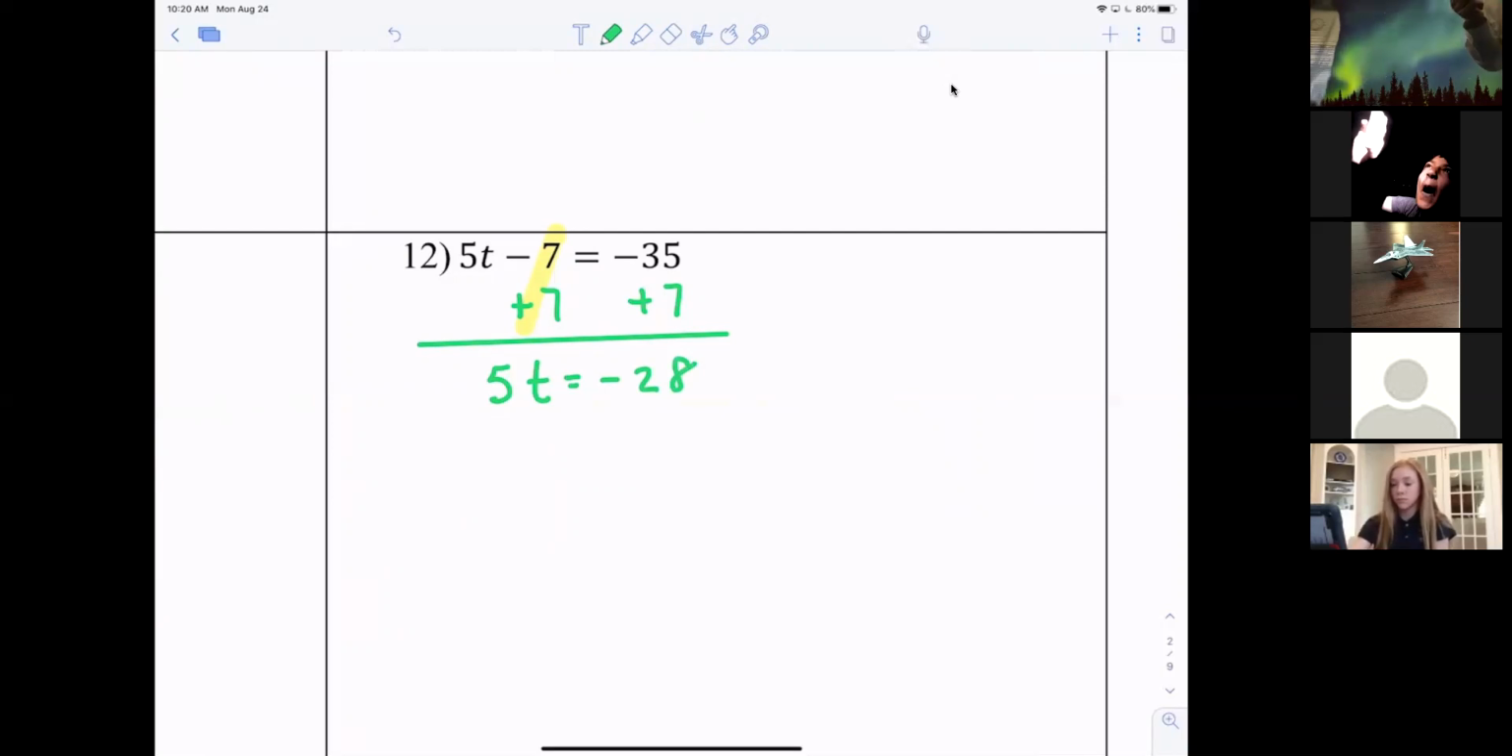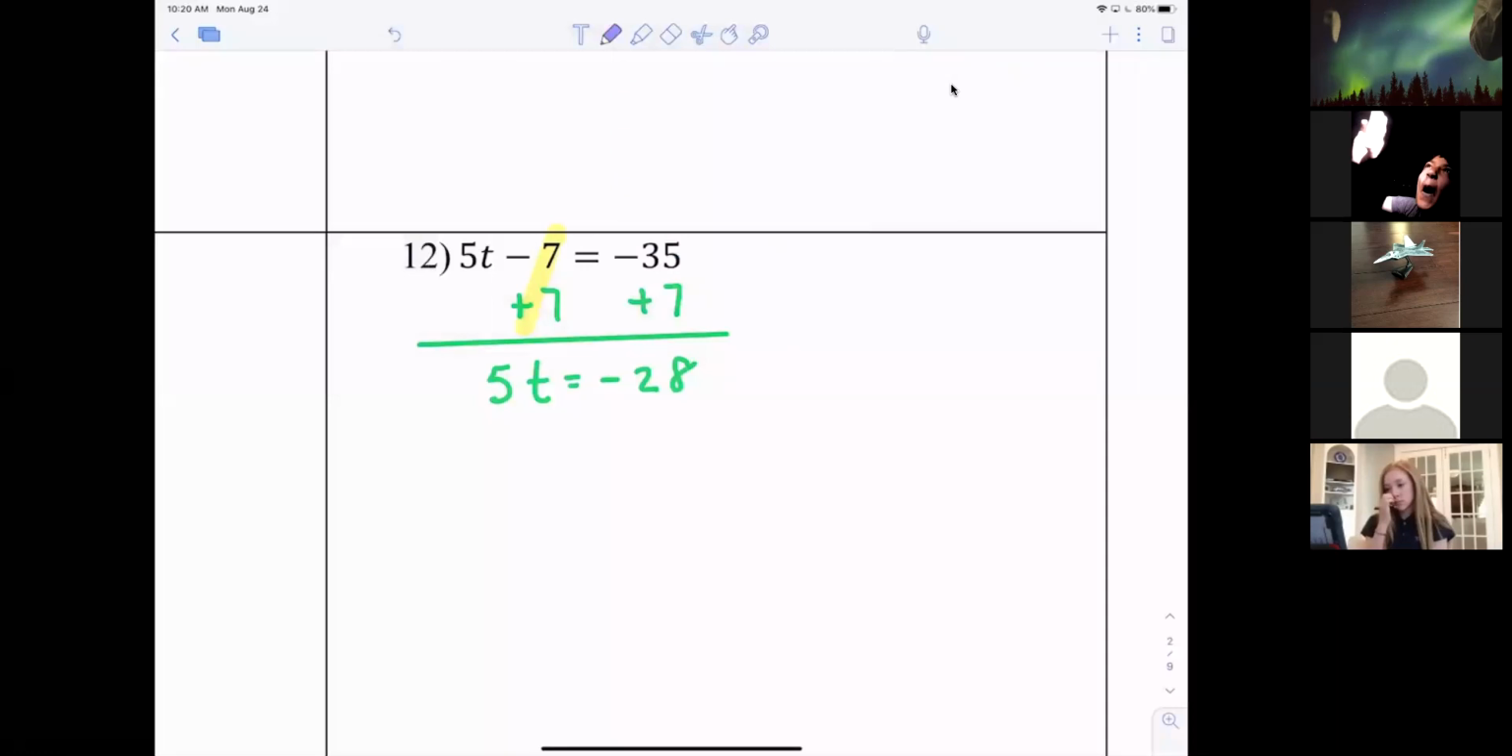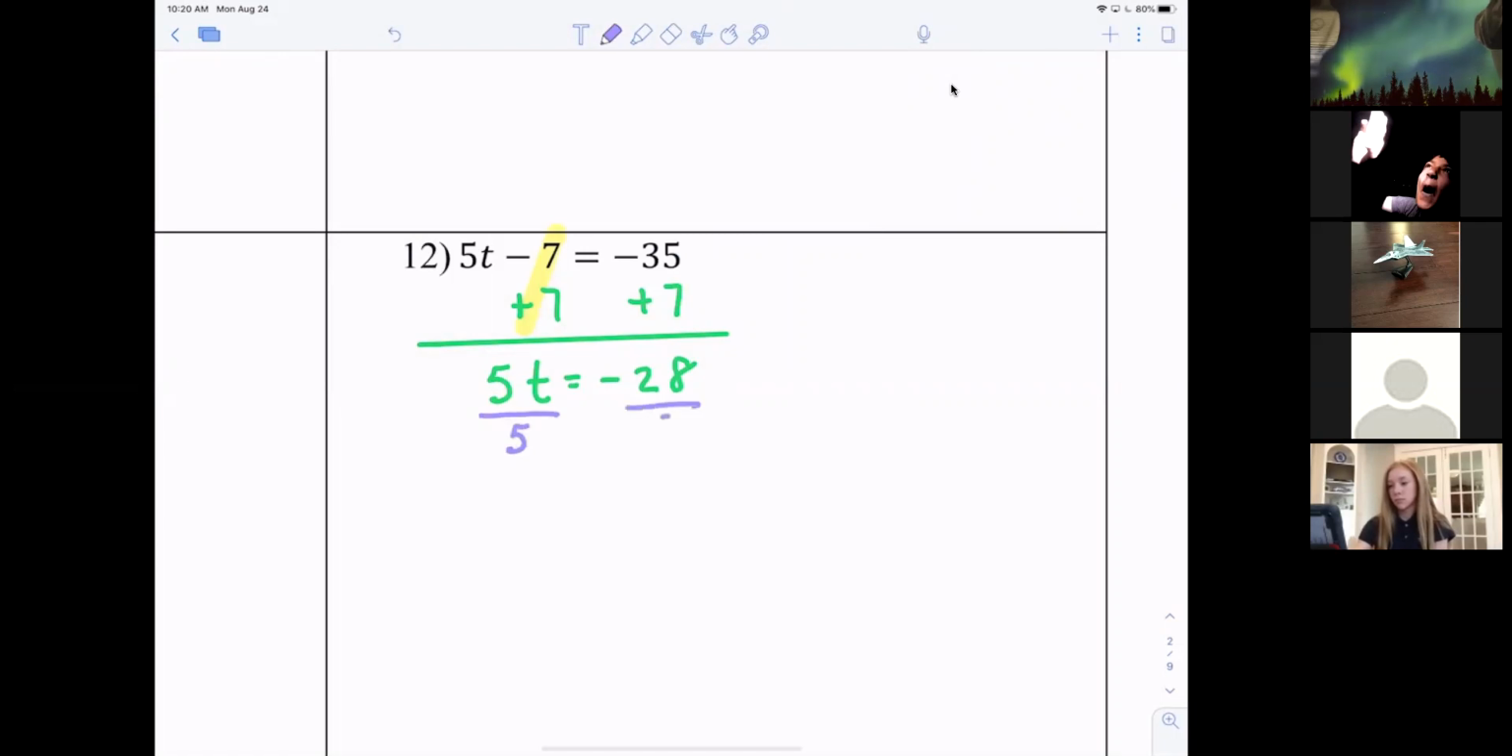Everybody okay with that? Now, what's the next step, Lily? That's right. Divide by 5. Now, does 28 divide by 5 evenly? No. So you leave it as the fraction. T is equal to negative 28 divided by 5. That is the answer. Anybody have any questions or concerns? Everybody good? All right, here we go.